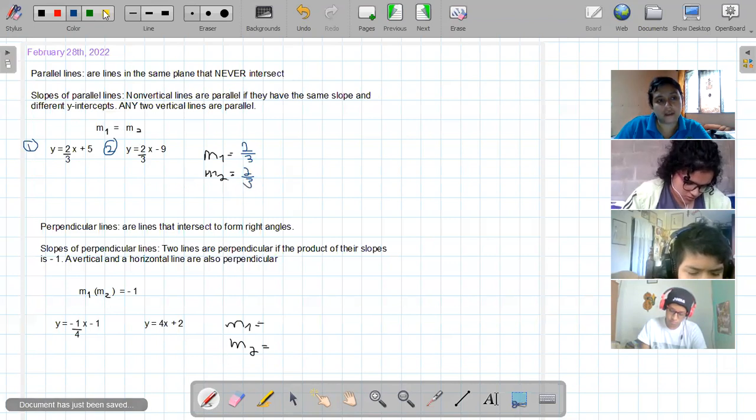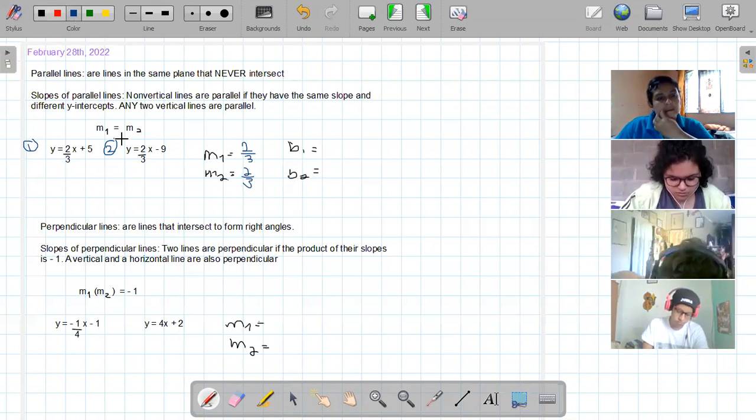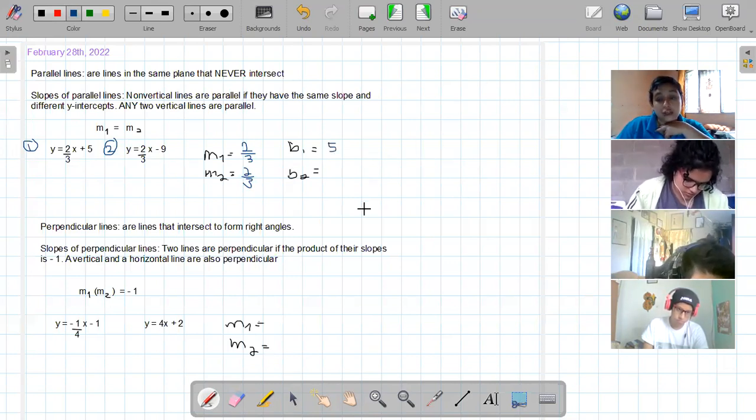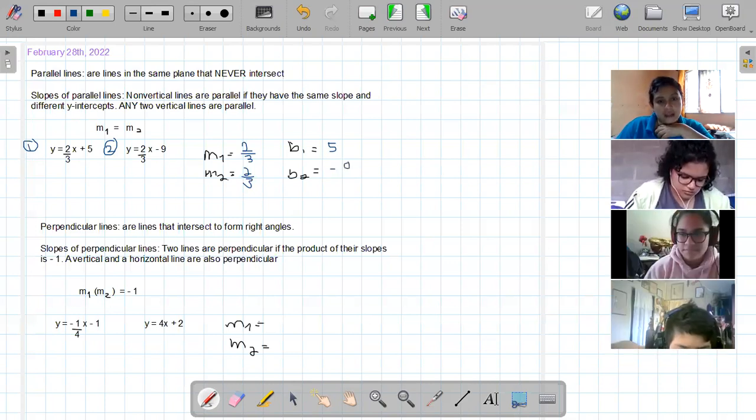Let's find the intercepts now. The intercept of the first equation will be B1, and the intercept of the second equation we're going to call B2. What is the intercept of the first equation? 5. And what is the intercept of the second equation? 9? Nope, it is not 9. What is the intercept of the second equation? -9. That's it, -9. Be careful with the signs.